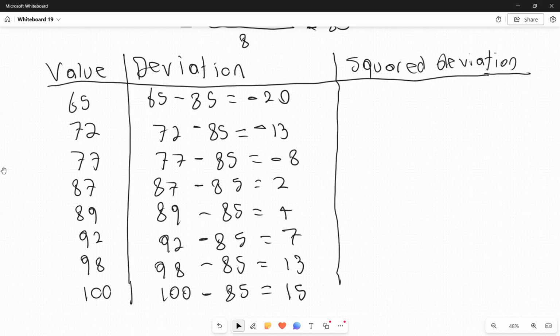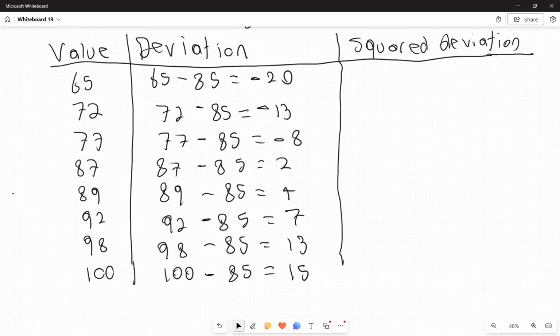The reason to consider the square deviation is that the sum of the deviations itself is 0. So we take the square deviations, add them together, divide by the number of data values minus 1, and take the square root. The third column is the square deviation. That is, we find the square of each deviation.